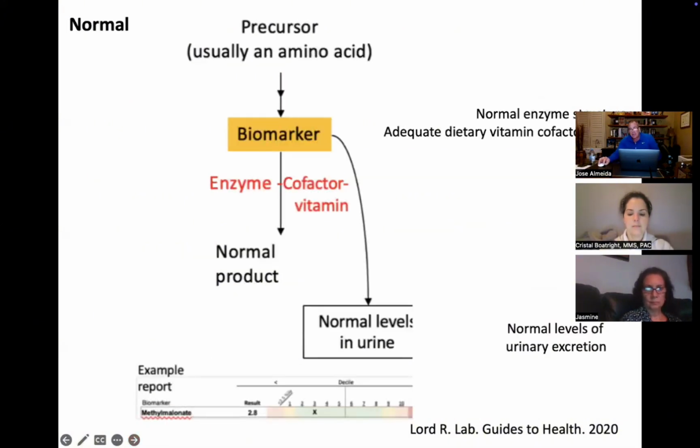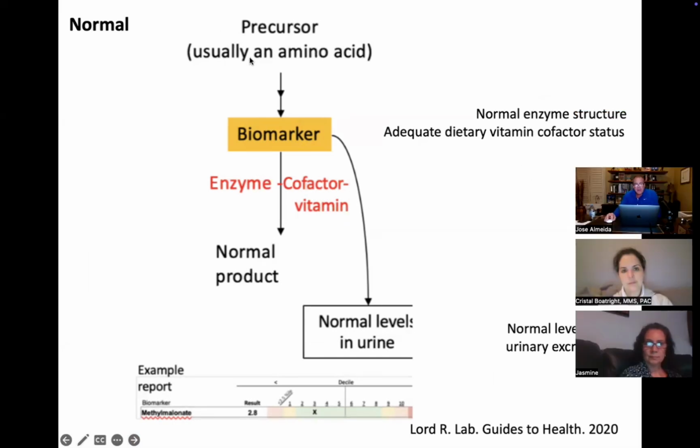Now, here's what we're talking about, and we've spoken about it in other talks. The precursor or substrate, usually an amino acid, needs to get converted to a product. We're going to focus on the citric acid cycle. A cofactor or vitamin defect will not allow the normal product to be produced. So a defect here will cause this biomarker, whatever it is, to build up and it'll get excreted in the urine. An example of that, and I've got to keep moving these things around on my screen so I can show it to you.